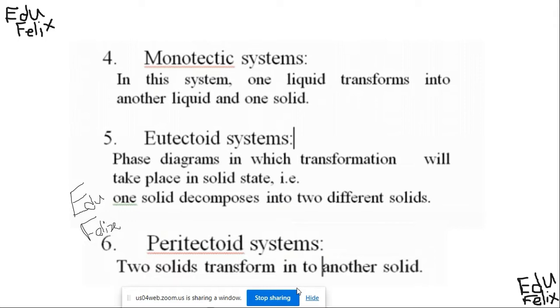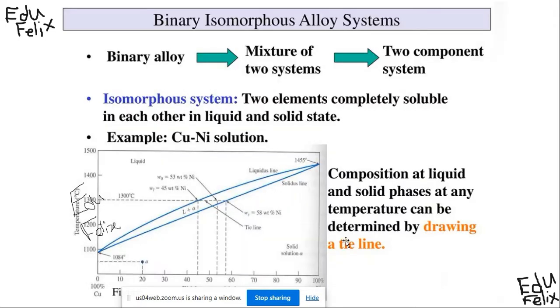So we have to identify in our phase diagram whether monotectic is there, or eutectoid, or peritectoid. When you are going through this kind of phase diagram, we have to identify which types of systems are there. Okay, we will see. This is a binary alloy system. So this is the binary we call isomorphous system.